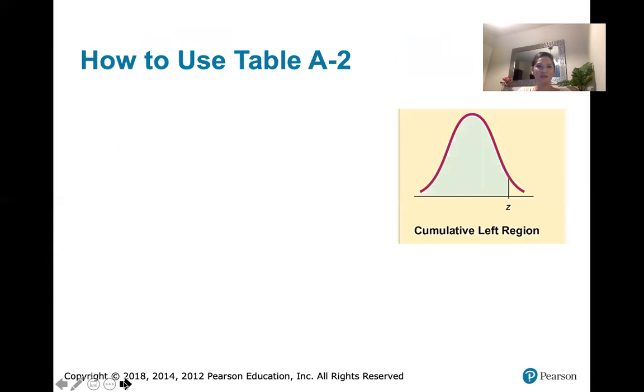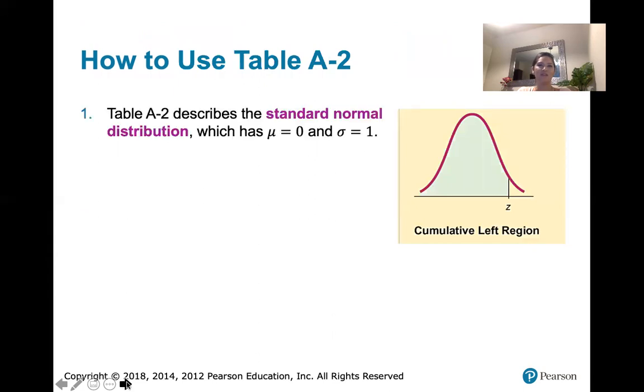So here's how we use table A2. First, table A2 describes the standard normal distribution. You want to make sure you keep that in mind. It's not just a normal distribution, it has to be a standard normal distribution. So the mean must be 0 and that standard deviation must be 1. Now, if you're looking at a non-standard normal distribution, you can convert that to a standard normal distribution using some formulas that we'll talk about in lesson 6.2. So we can use table A2 with non-standard normal distributions as well. We've just got to do some conversions first.